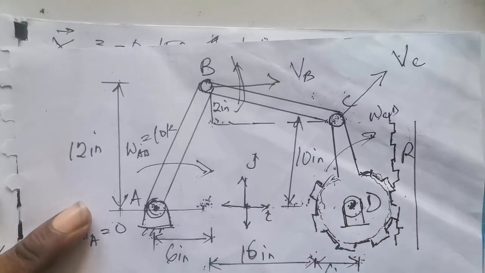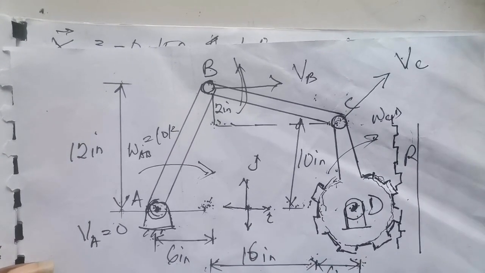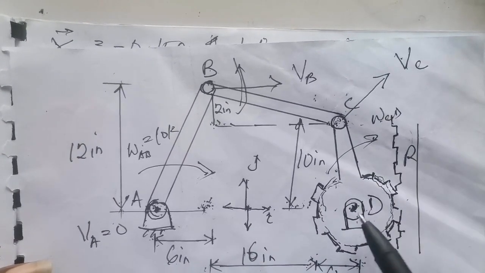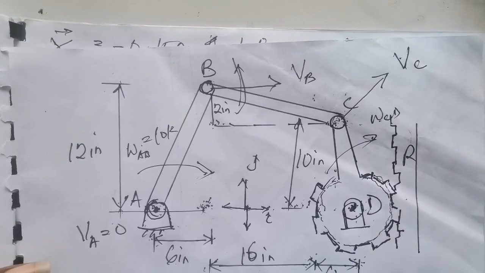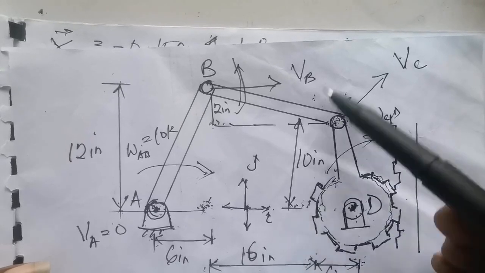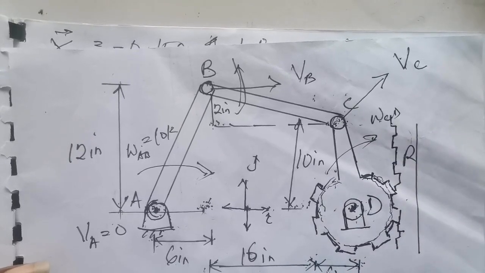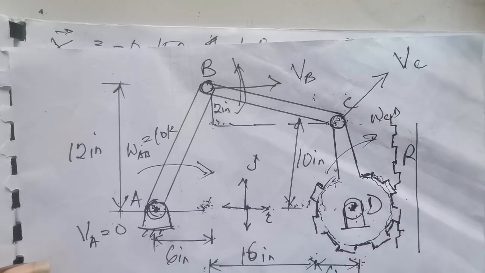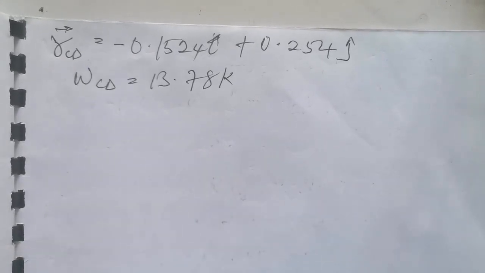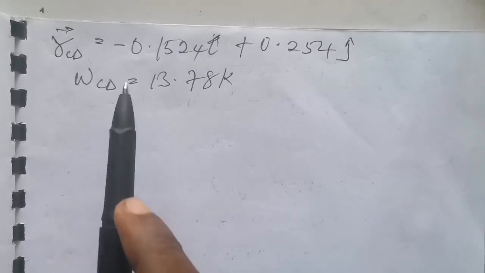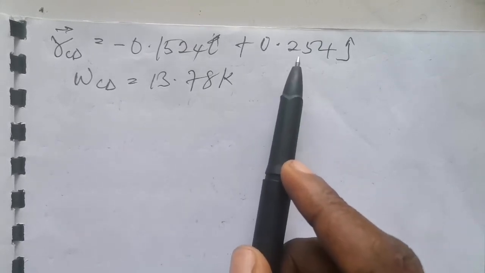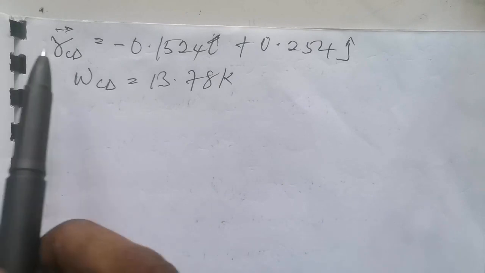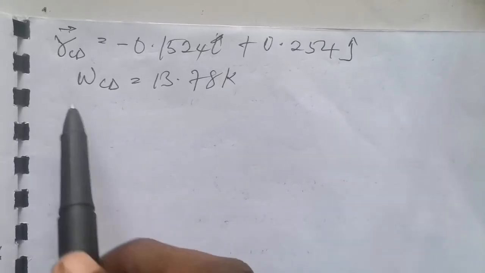The position vector between point D and point C, I explained this earlier. Moving from D to C, you have to move backwards covering 6 inch, and then move up covering 10 inch. So we have negative 6 inch in the I direction and plus 10 inch in the J direction. When converted to meters, our negative 6 inch gives us minus 0.1524 in the I direction, plus our 10 inch gives us 0.254 in the J direction. So this is now the position vector in vector form, and this is our angular speed.